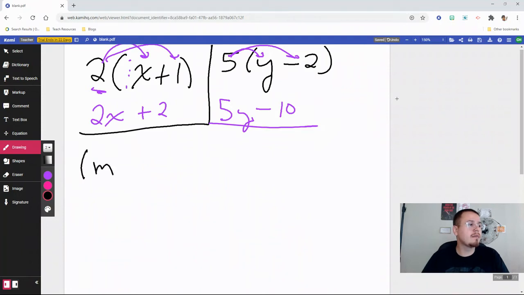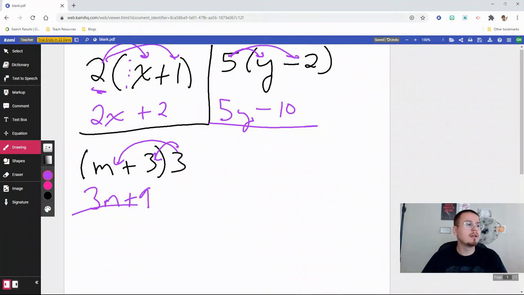Let's do m plus 3 times 3. It can be written backwards. You could have the multiplier, the number on the outside, on the right-hand side, and that's fine. 3 times m, 3 times 3. What's 3 times m? 3m. What's 3 times 3? I think I heard you say it that time. And we're done. You notice I'm not doing anything else because I don't have any like terms, and I'm not going to turn this into a combining like terms video. I might throw a little one in there, just as a little sneak peek.